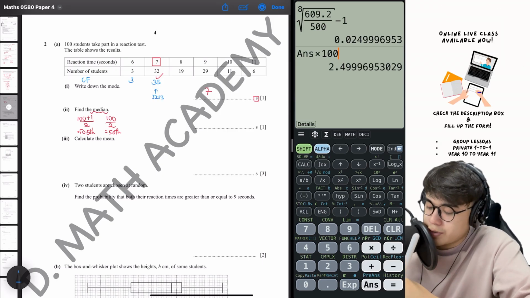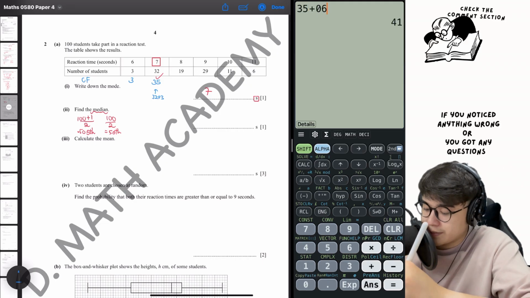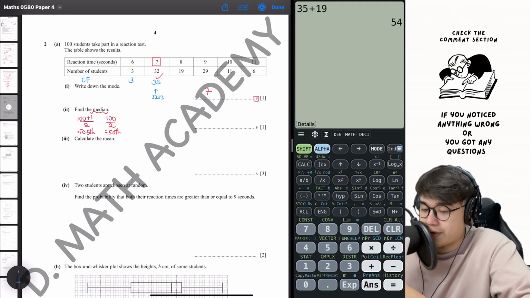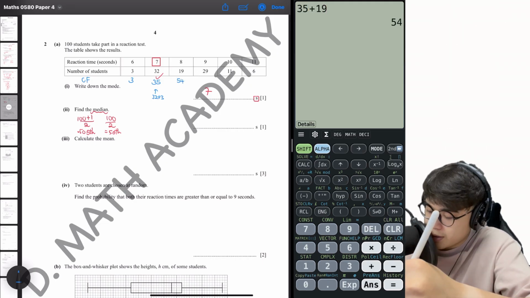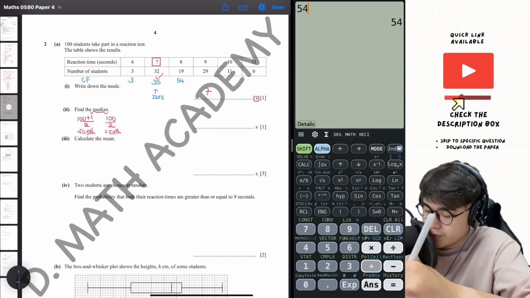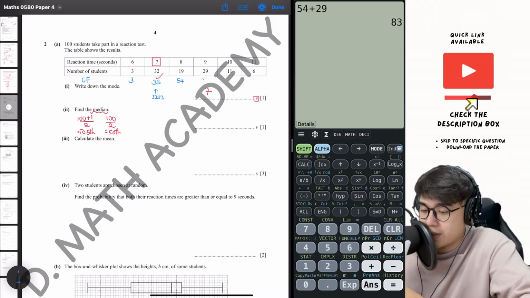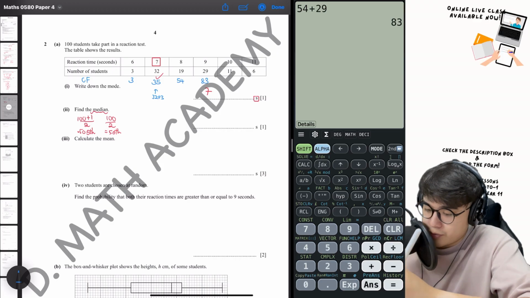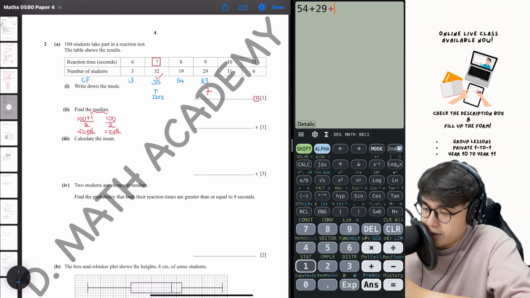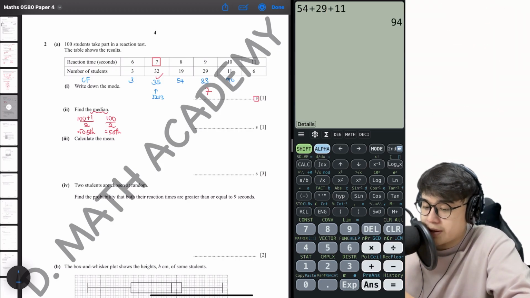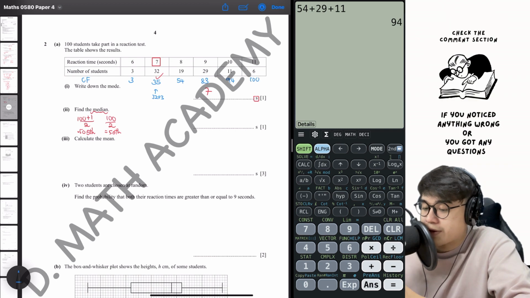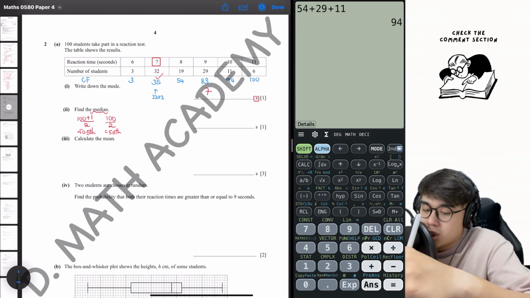As we continue, 35 plus 19, you will get 54. 54 plus 29, you will get 83. 83 plus 11, you will get 94. And lastly, you would have arrived at 100.